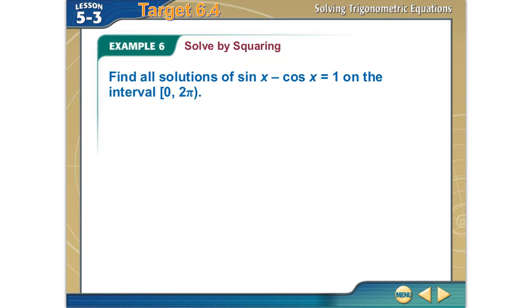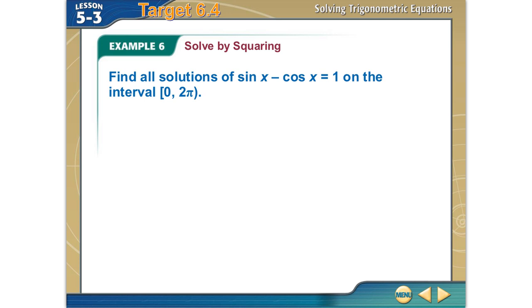Okay, taking a look at this next example, we have two different functions, sine and cosine. However, there is no identity that will turn sine into cosine or cosine into sine, except for the cofunction identities, which doesn't apply because they both have x as the angle. The closest thing we have is a Pythagorean identity, but in order for that, we need things to be squared. So we are going to square this function.